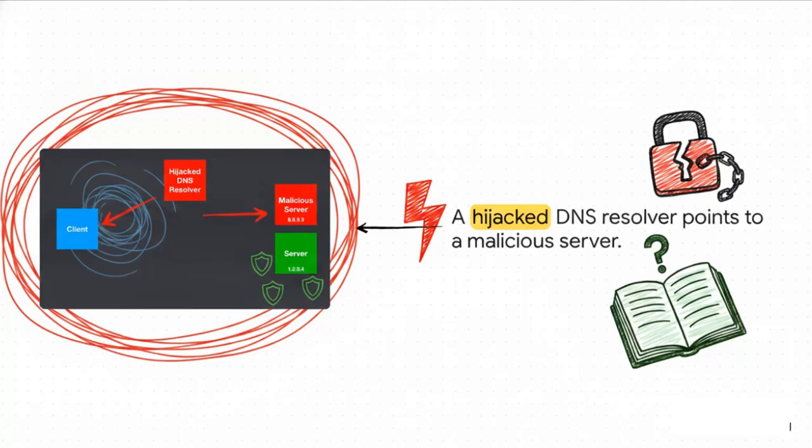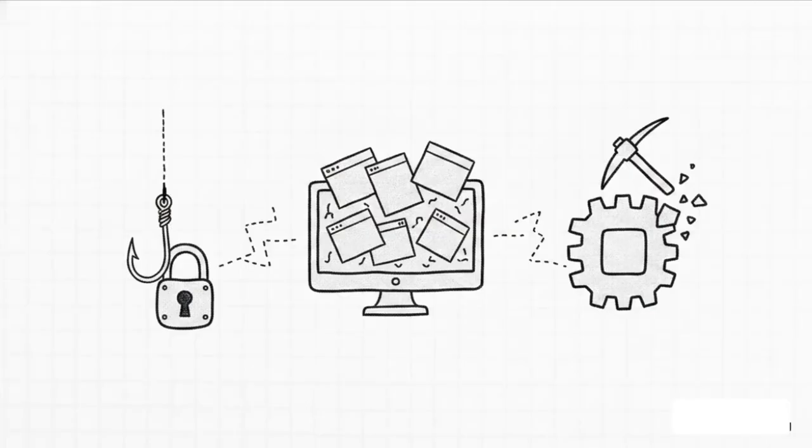You typed the right name, but the phone book gave you a fake number. And the worst part? Your browser has absolutely no idea it's talking to an imposter server. So why do attackers even do this? Well, the primary goal is usually phishing.